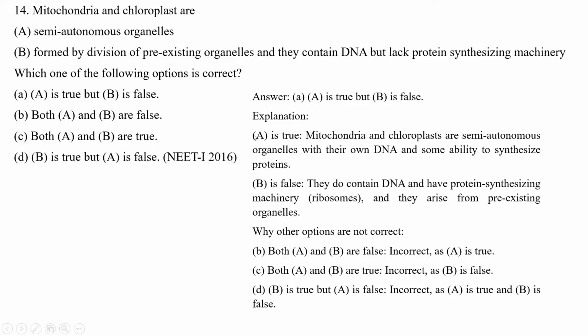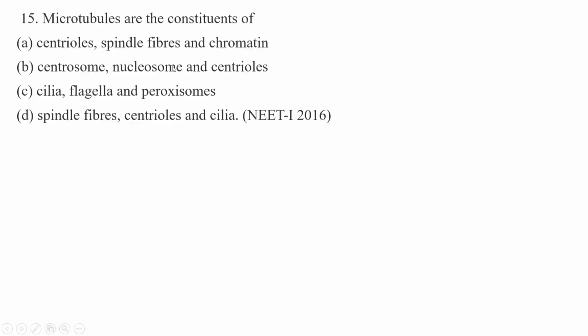Mitochondria and chloroplast are semi-autonomous organelles because they have their own DNA and some ability to synthesize their own proteins. And option B is false because they do contain DNA and have protein synthesizing machinery, such as ribosomes, and they arise from pre-existing organelles. So it is a good question, and I think you should take a screenshot of this type of question. Let's move to the next question.